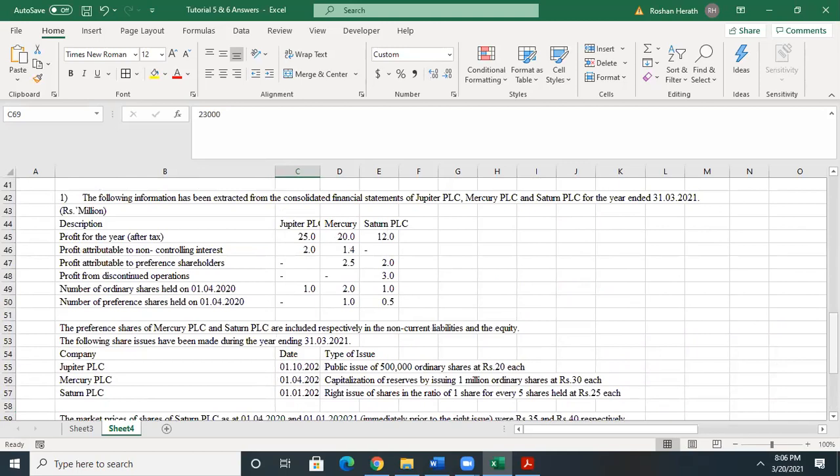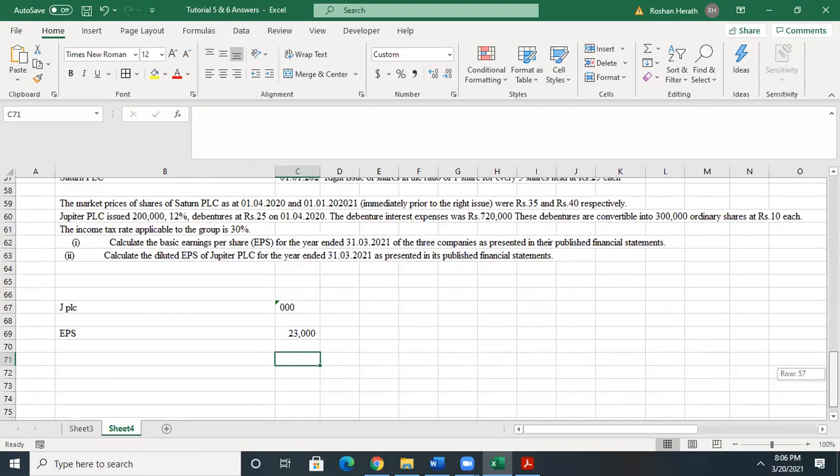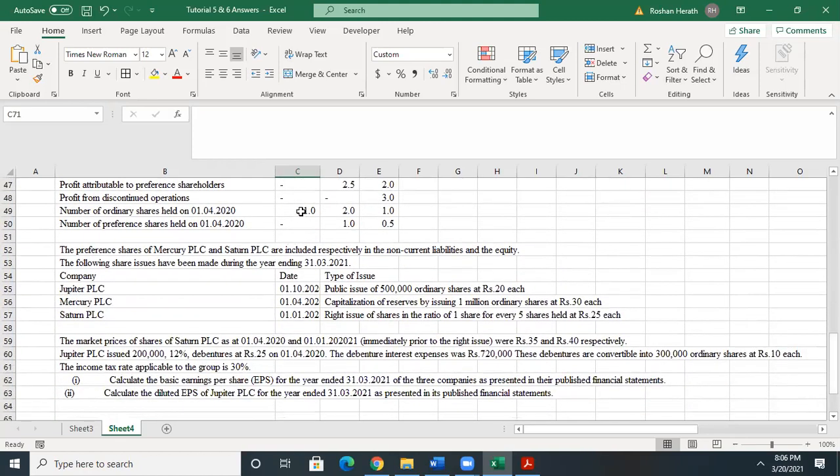Then what about the number of shares outstanding? Jupiter PLC had a public issue of 500,000. Sorry, at the beginning of the period, how many shares were there? The number of ordinary shares, 1 million. The figures are in millions, yes, 23 million, I know. Okay, good. So here you can take the weighted average number of shares.